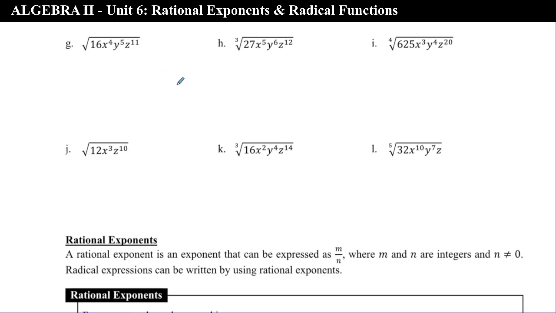Moving on down to this next set of two rows. Just like we did before, we're going to break this up. So we have the square root of 16 times the square root of x to the fourth times the square root of y to the fifth times the square root of z to the 11th. So here, not everything's going to divide nice and even. Square root of 16 is fine. We've got 4. Square root of x to the fourth is x squared. 4 divided by 2 is 2.